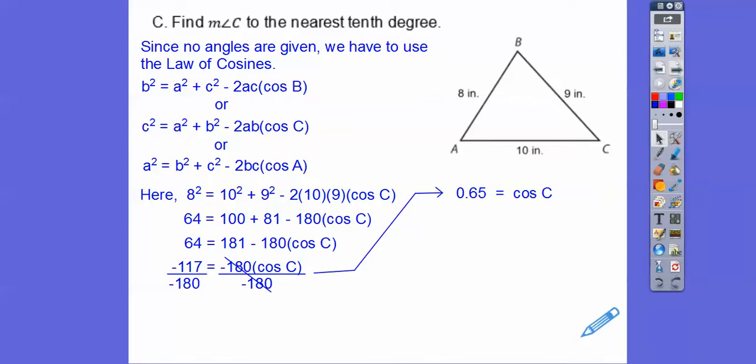So then we do shift cosine. So shift cosine of that angle gets me about 49.5. Okay, it says round to the nearest tenth, so 49.5.